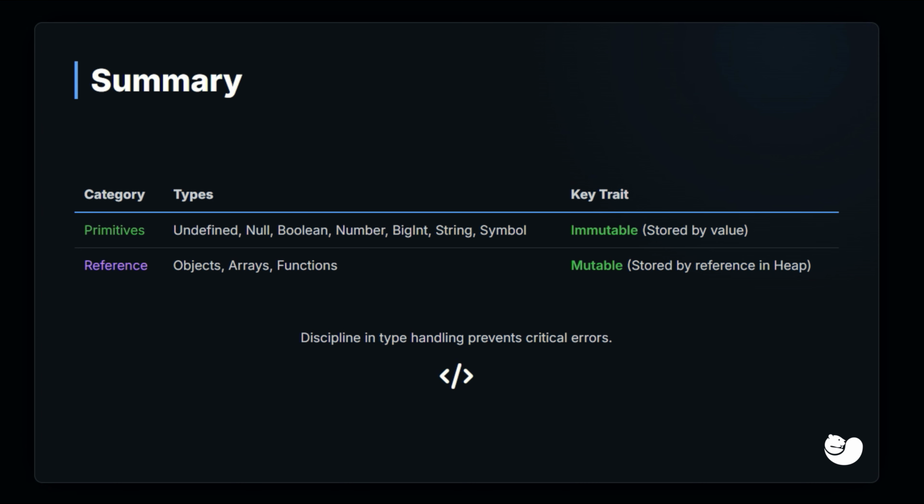Understanding JavaScript's data structure is essential for robust and efficient development. In conclusion, we can summarize that types are divided into two main categories: primitives, which are immutable and stored by value, and references, which are mutable and stored by reference in the heap memory. Mastering this distinction and maintaining discipline in type handling is fundamental, as it prevents critical errors related to unexpected data mutation and code consistency throughout the application.